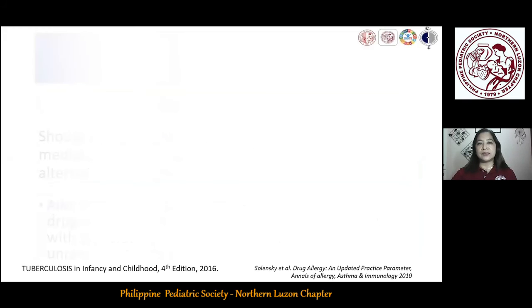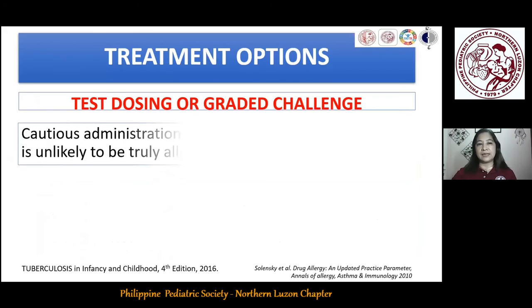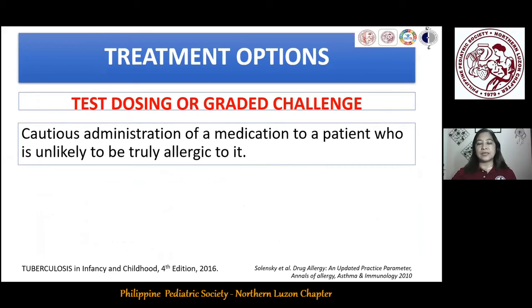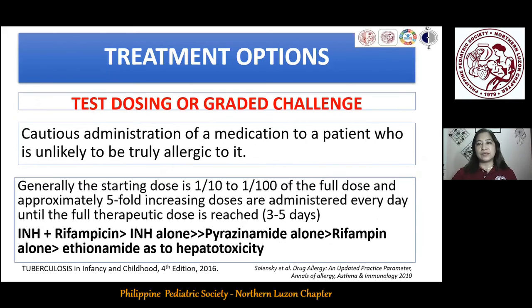Another option is to do test dosing or graded challenge. So we do cautious administration of a medication to a patient who is unlikely to be truly allergic to it. However, we give it generally in very low doses. The starting dose is 1/10 to 1/100 of the full dose. Approximately 5-fold increasing doses are administered until the full therapeutic dose is reached. So in anti-TB medications, usually we achieve this in 3 to 5 days.